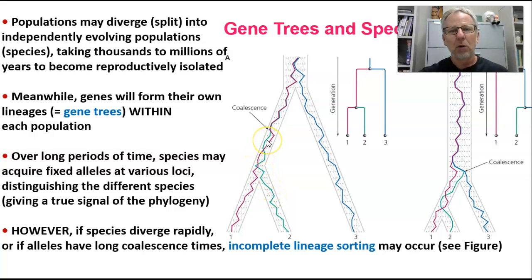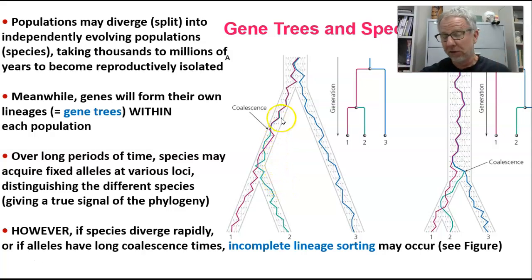And at some point, when species 1 and 2 had a common ancestor, we can see that those two alleles coalesce. And so the gene history is showing the same pattern as the species history. If we were to use this gene to try to hypothesize the species relationships, it would work. The gene history is matching the species history.